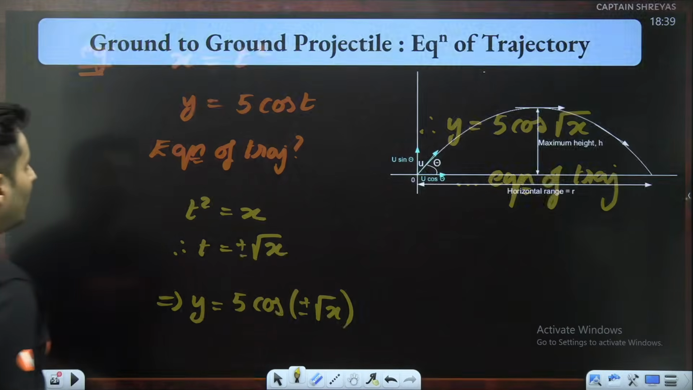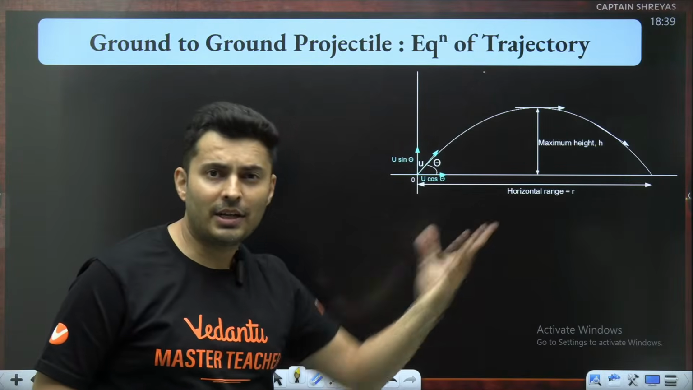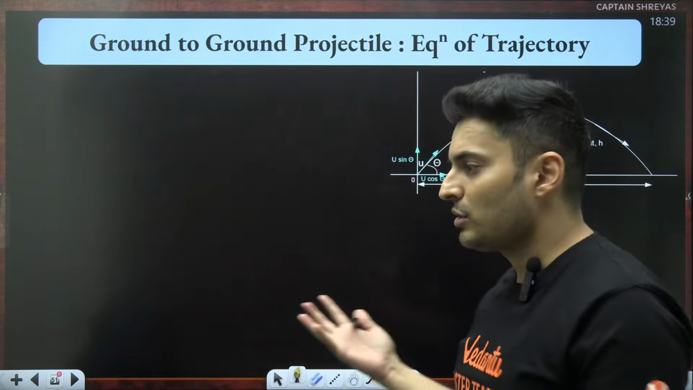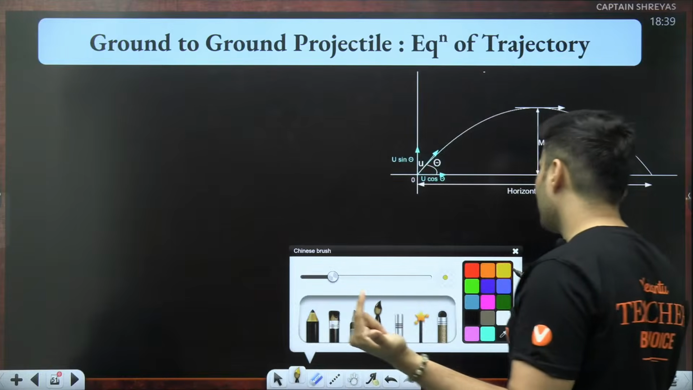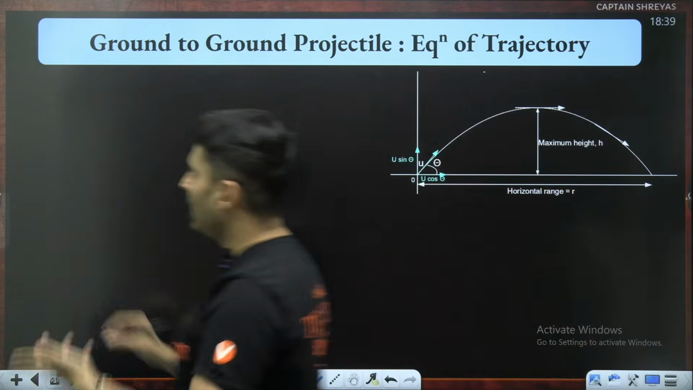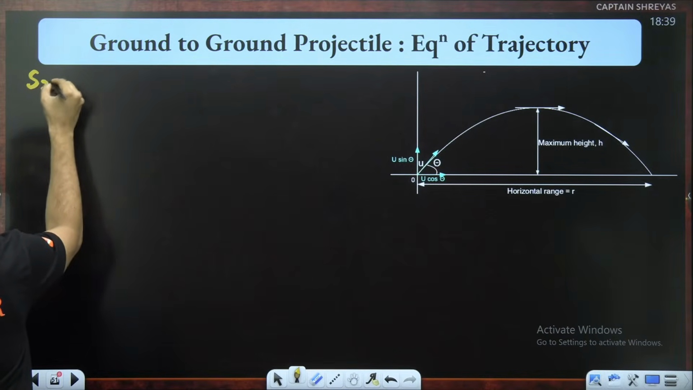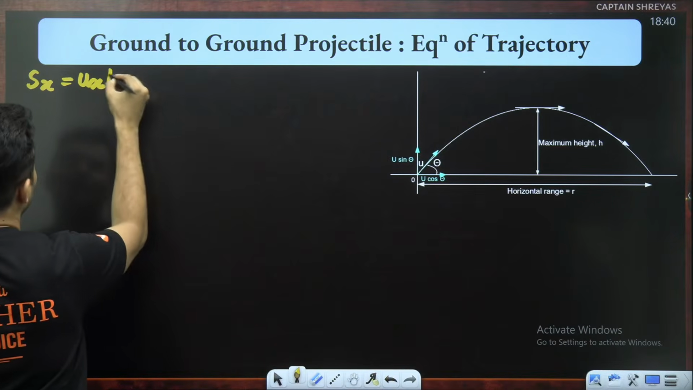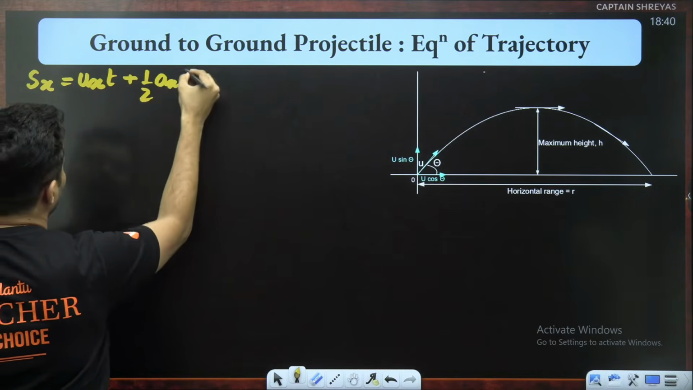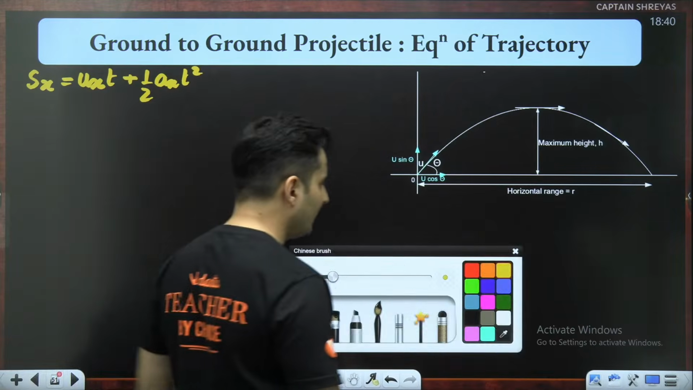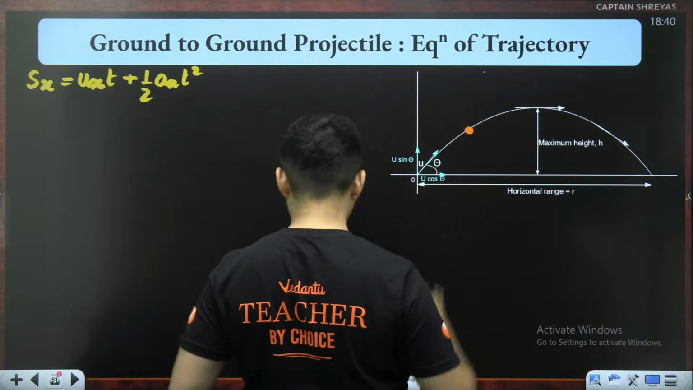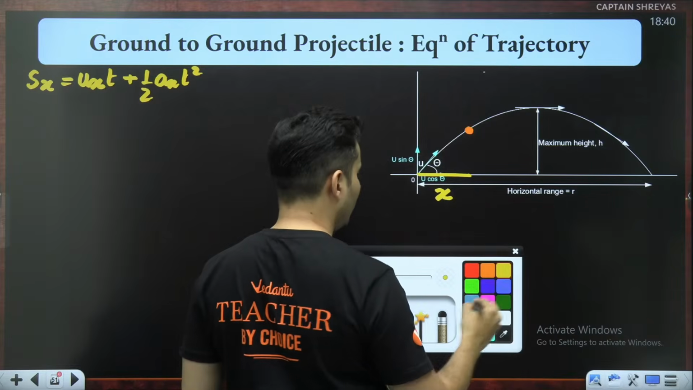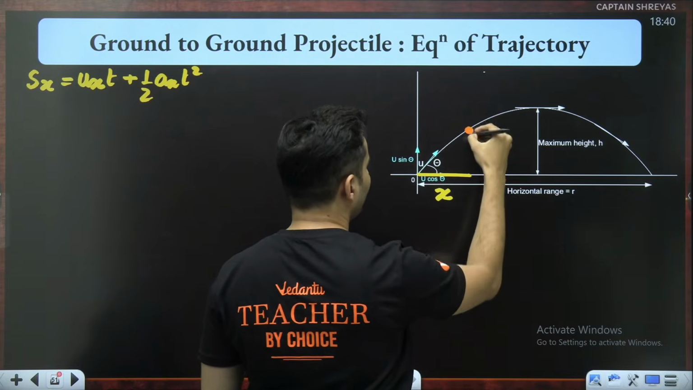Cool. So now, when I want to find the equation of trajectory of a projectile, we'll eliminate time, as simple as that. So I need the x coordinate and the y coordinate separately. So let's see, x coordinate. For that, I will write Sx is equal to uxt plus half ax t square. At any given instant, that particle will have some x coordinate and it will also have some y coordinate.